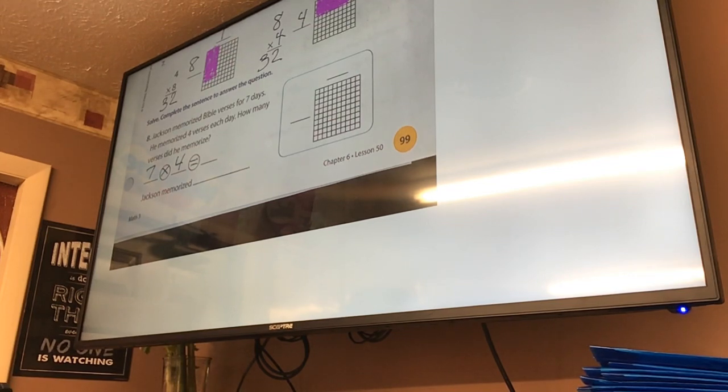So what's gonna go on the side? 7. What's gonna go on top? 4. There we go. 7 times 4. And again, you will color it in. 7 on the side. That means you should have 3 you don't color. And 4 from the top.